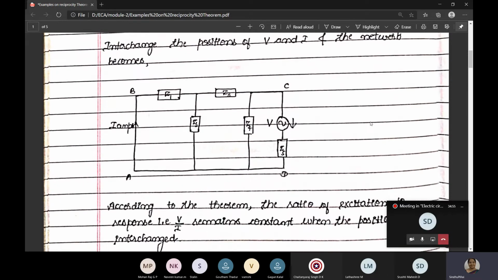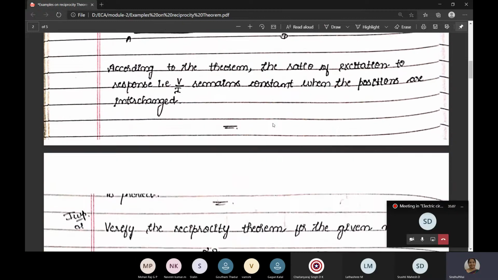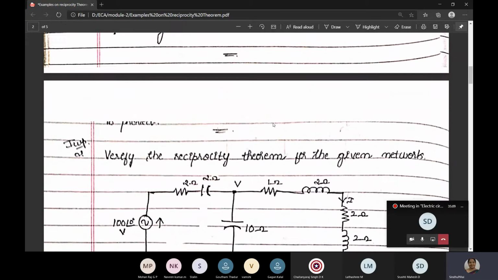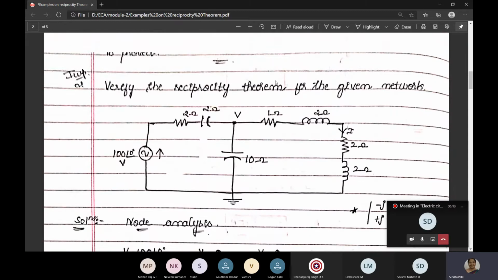So in this network I have just changed the excitation and response positions. The voltage is here and the current is here. Yesterday we solved one simple example using that theorem. Today we'll go with our AC source. All the j terms will be done today. After completely doing it, if you have any doubts, you can clear them.